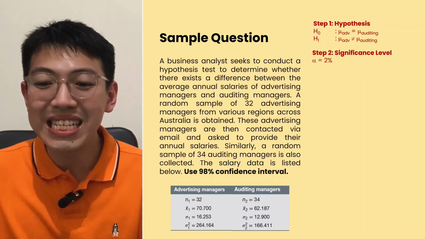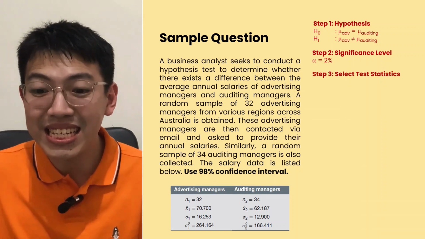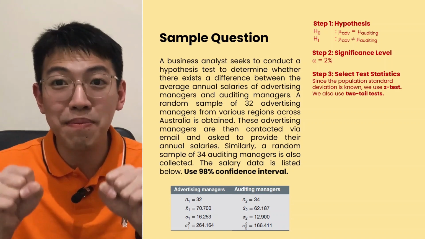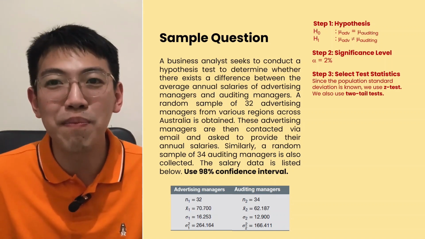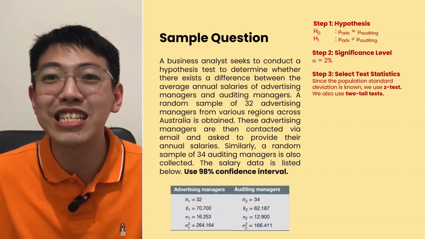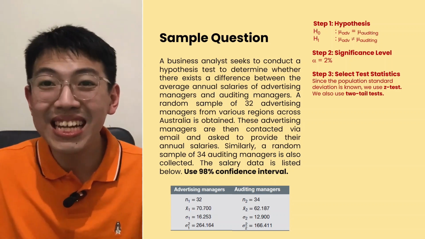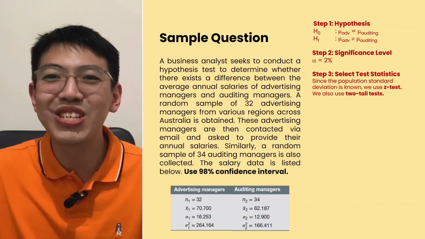The third step is to select the test statistic. Since the population standard deviation is known for both samples and the number of samples for both data is larger than 30, we use the z-test. Besides that, we will also utilize a two-tailed test.